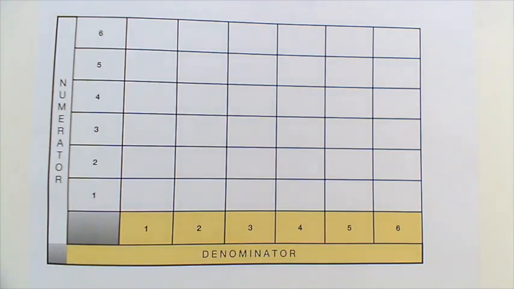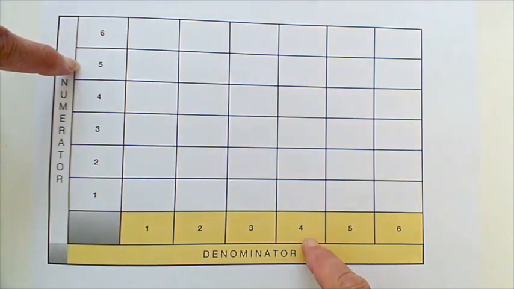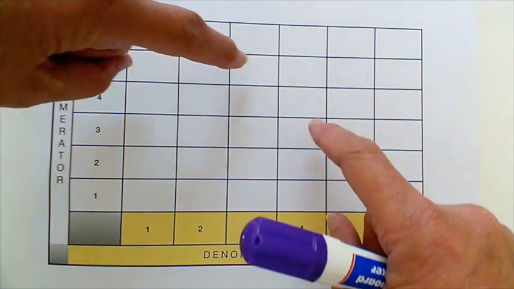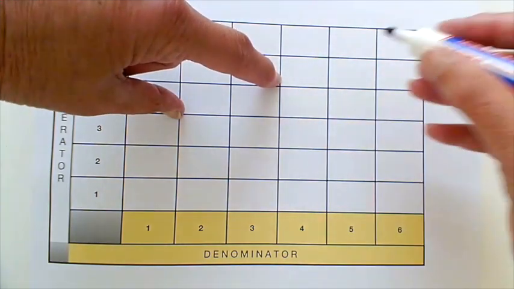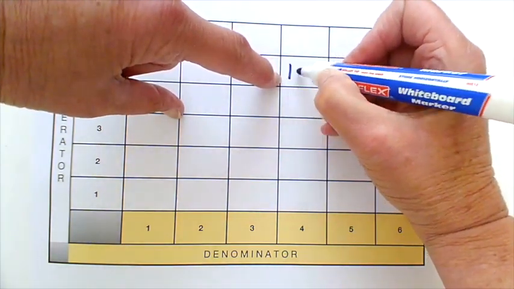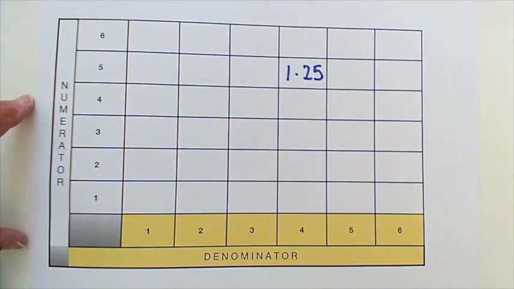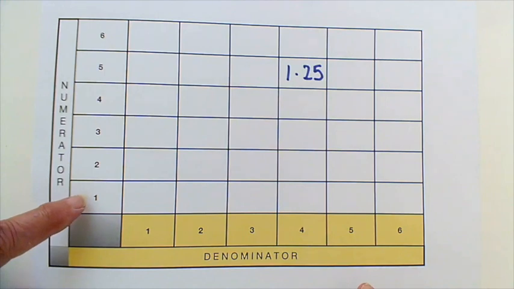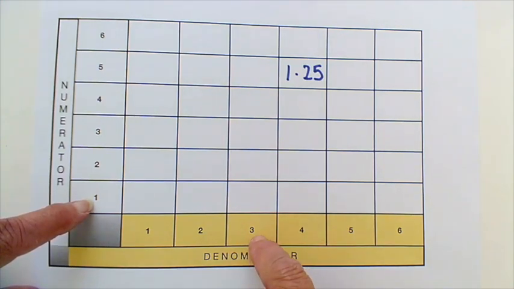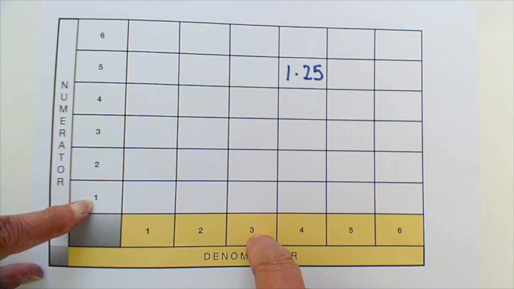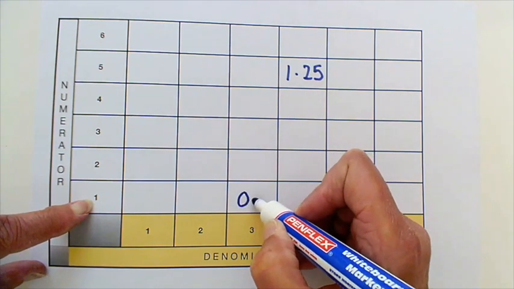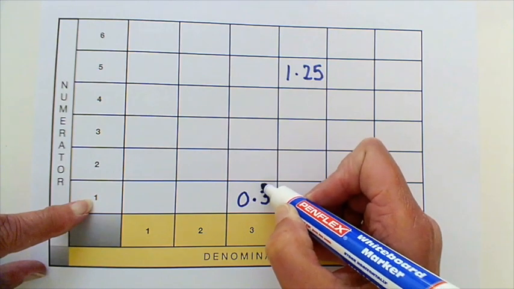I've made a grid to record my results on. The first example was 5 over 4. So the 5 was the numerator and the 4 was the denominator. So I'm going to put my decimal in this cell here. The second example was 1 over 3. The numerator was 1, the denominator was 3, fraction 1/3, and as a decimal, 1/3 was 0.3 recurring.